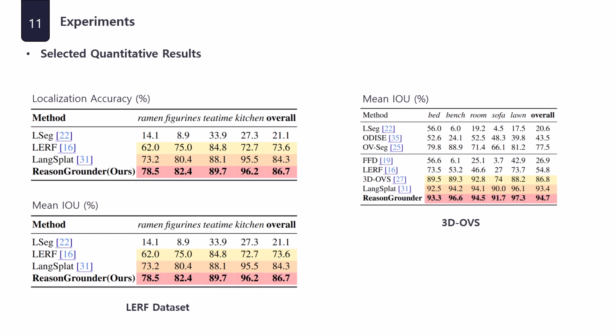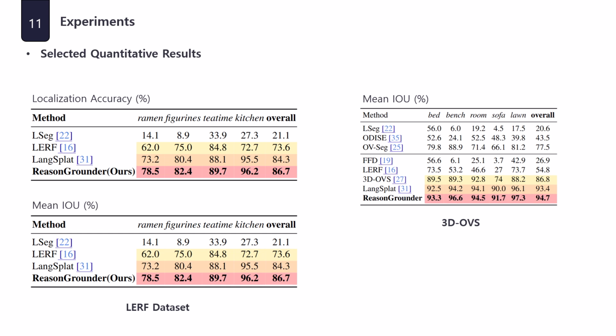On the LVLM dataset, if we look at localization accuracy, ReasonGrounder achieves an overall score of 86.7%. This is a significant improvement compared to previous methods like LSEG, LRF, and LangSplat. You can also see strong performance across individual categories like ramen, figurine, tea time, and kitchen. Similarly, for mean IOU on the LRF dataset, ReasonGrounder again shows the highest overall performance at 86.7.